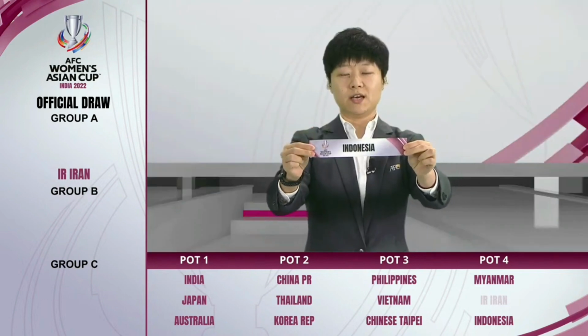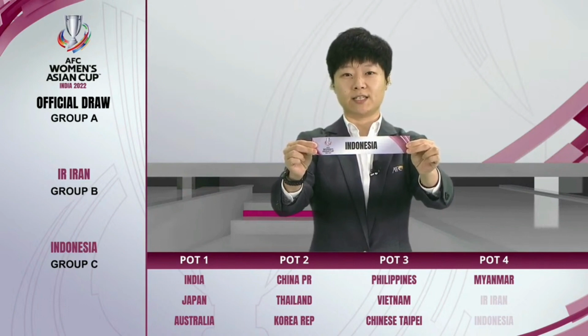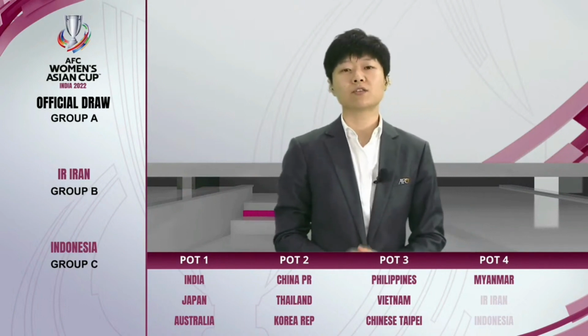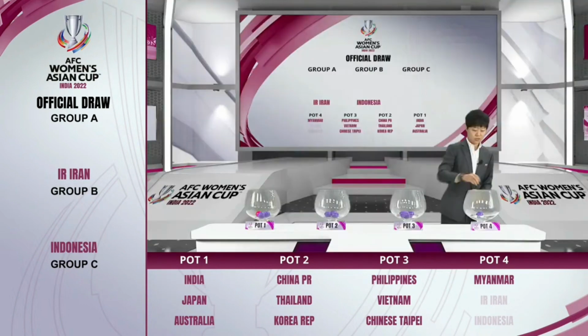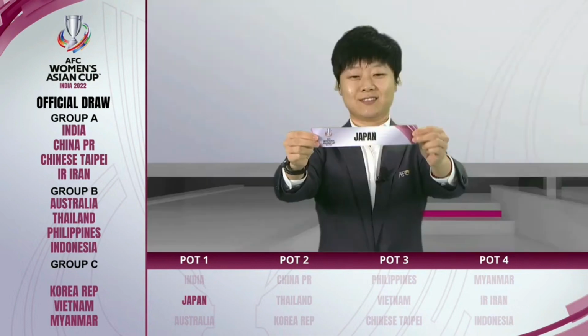Indonesia. Indonesia has showed good performance back in the 1970s and 80s. After being absent from the Women's Asian Cup for 15 years, now they have announced a strong comeback by qualifying to the final stage. And the last team from Pot 4 will be going to C4, that is Japan.